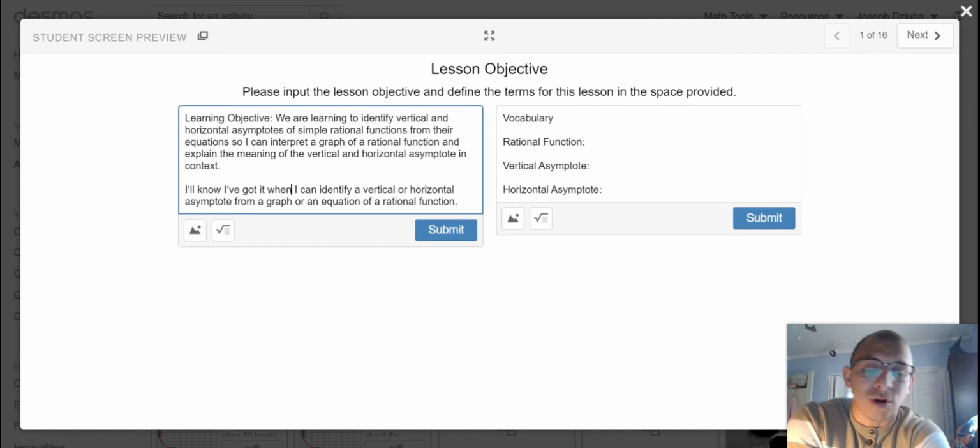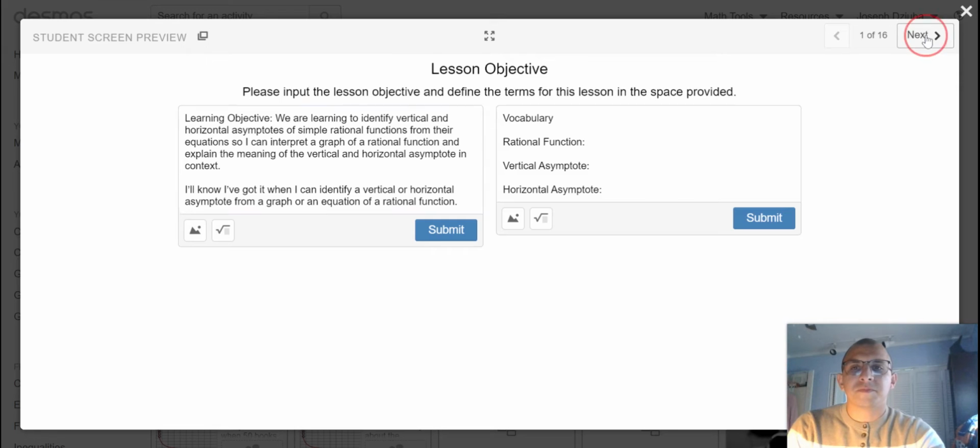So we are going to veer deeper into the polynomial space. It's not really a polynomial anymore, and venture into rational functions and how we can transition some of those key concepts and terms to the applicability here with rational functions. So we're going to identify vertical and horizontal asymptotes of simple rational functions from their equations so I can interpret a graph of a rational function and explain the meaning of the vertical and horizontal asymptote in context. I'll know I've got it when I can identify a vertical or horizontal asymptote from a graph or an equation of a rational function.